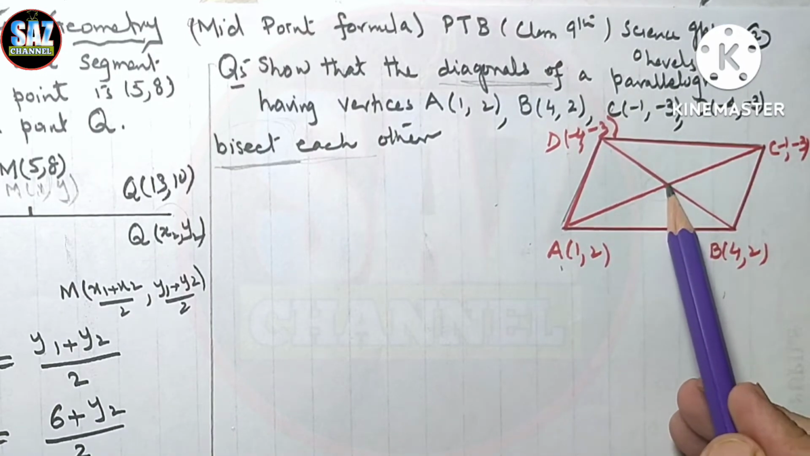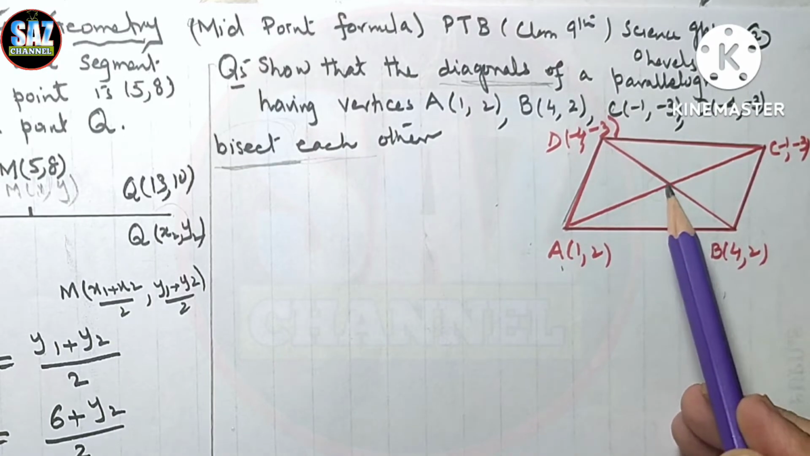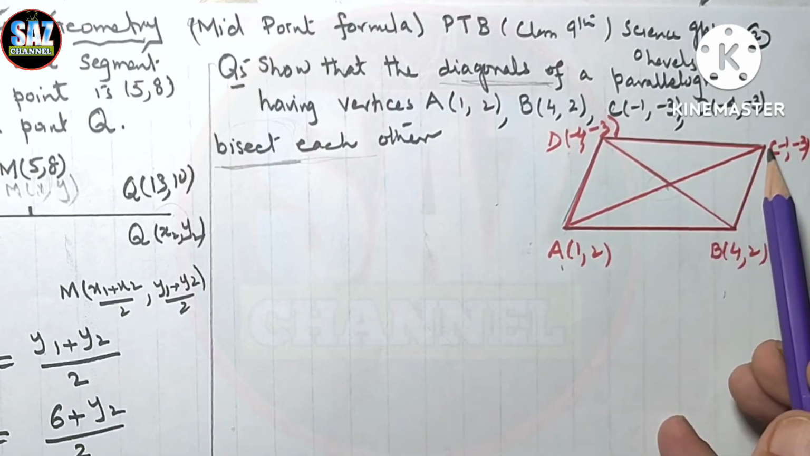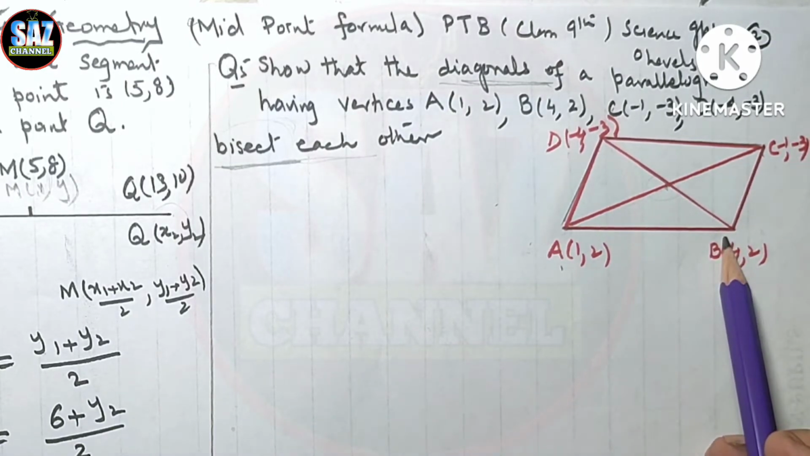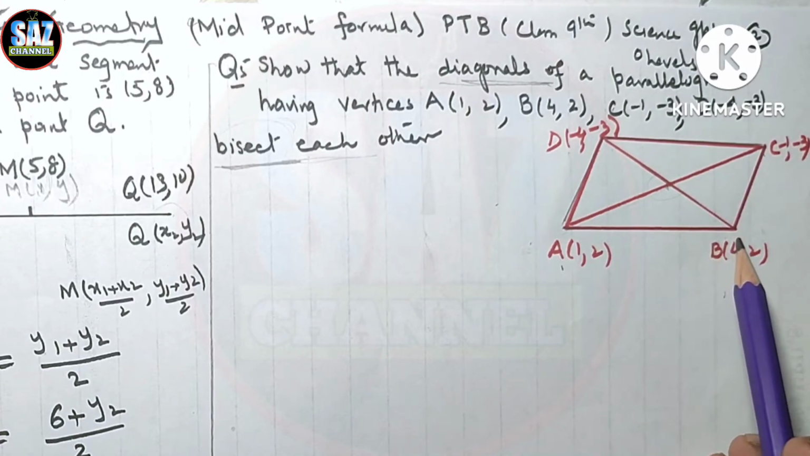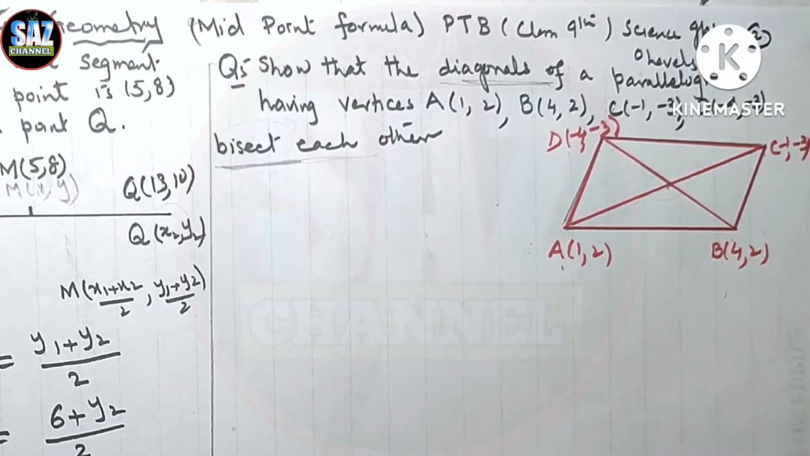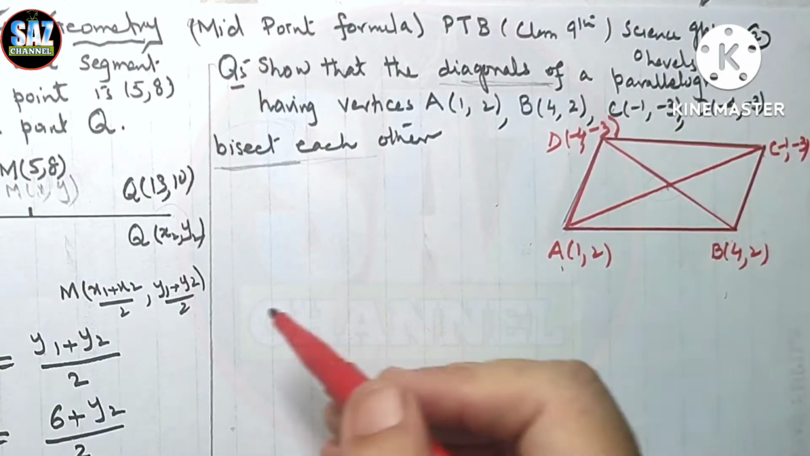So, students, I hope you are clear that we have to find the midpoint of the diagonal AC and the midpoint of the diagonal BD, and check whether both diagonals are cutting or meeting each other at the same point or not. So, let us begin the solution of this question, and it is really important to support your working with statements. Let us begin with the diagonal AC.